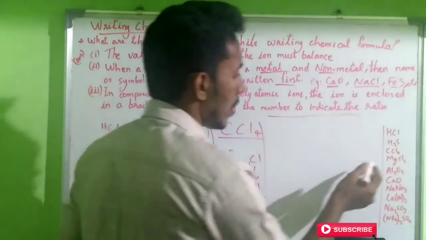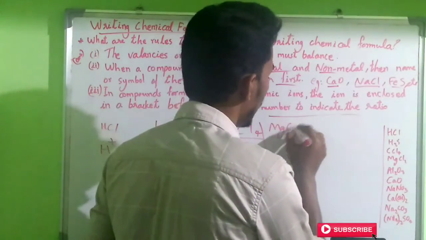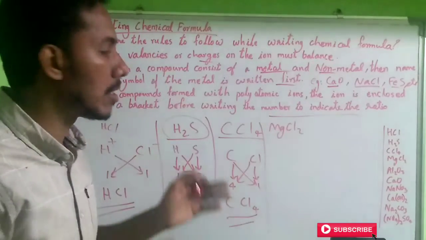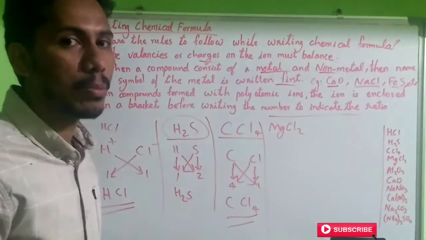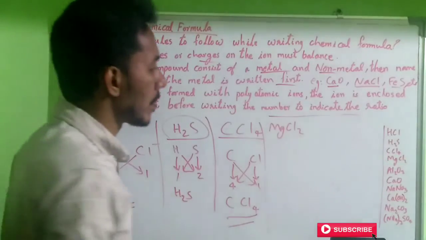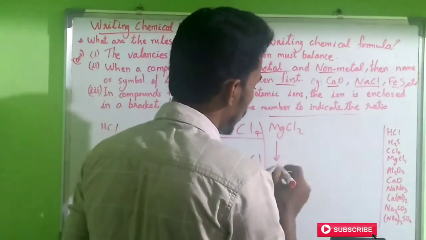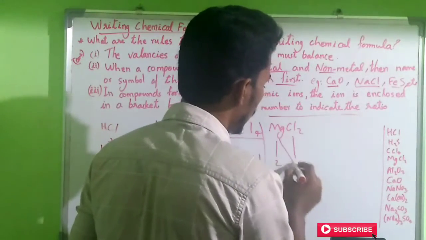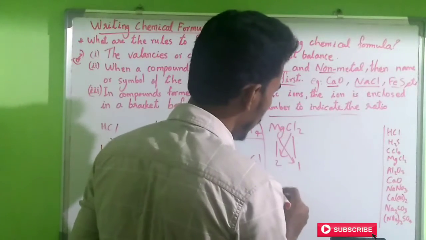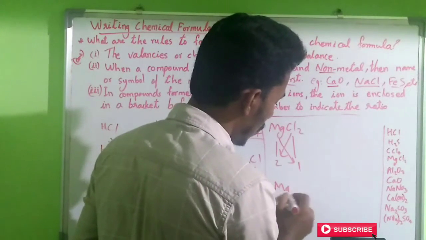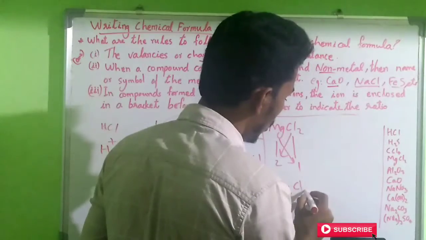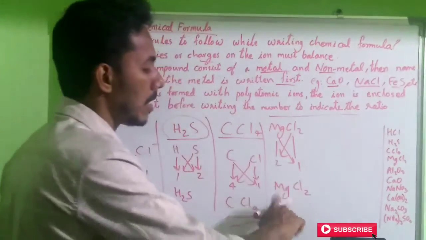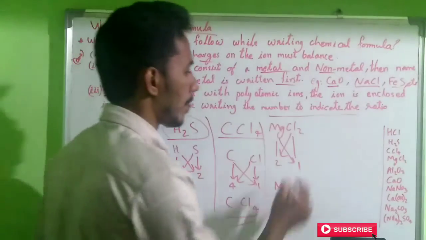Next one. MgCl2. Valency of magnesium is 2 because it is included in the second group in the periodic table. So magnesium 2, chlorine 1. Interchange this and we get Mg1Cl2. We don't need to write the 1. So MgCl2.